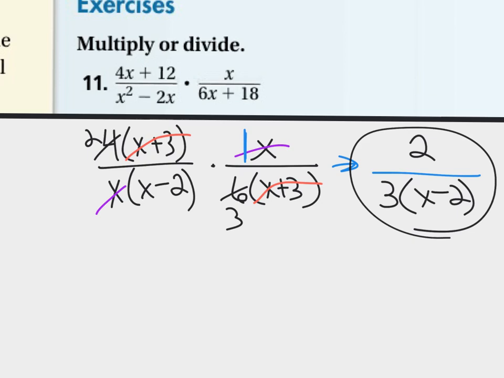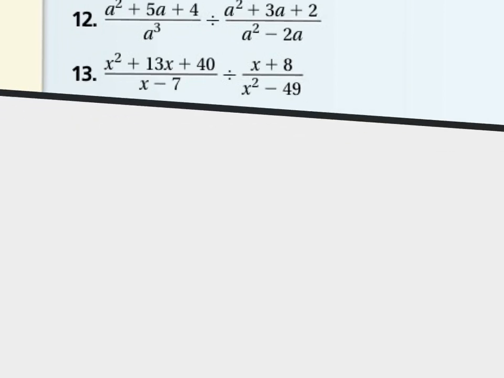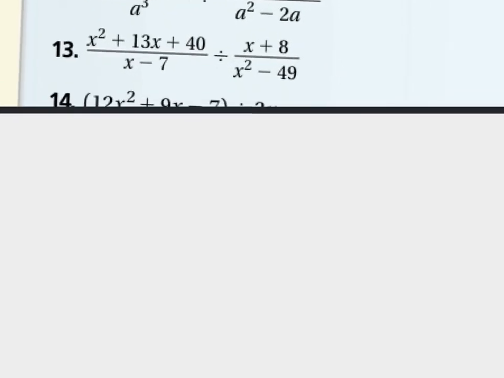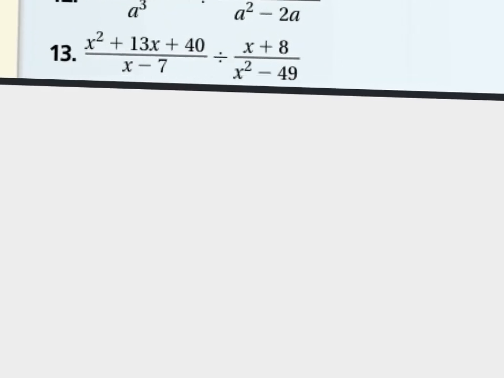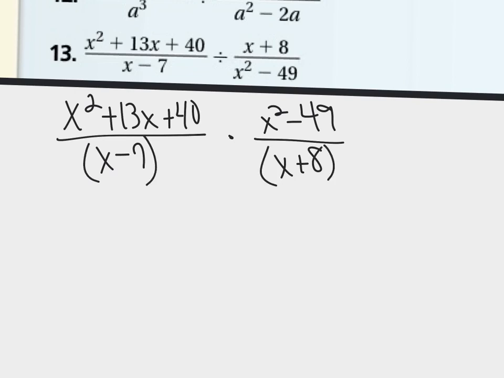So next, if we look at question number 13, the difference on 13 is that this is a division problem. So it's up to you what you want to do. If you want to, before you forget about it, you can just say it's division, so we can keep, change, reciprocal. And then at that point, it's going to be just like what we did in the previous problem.